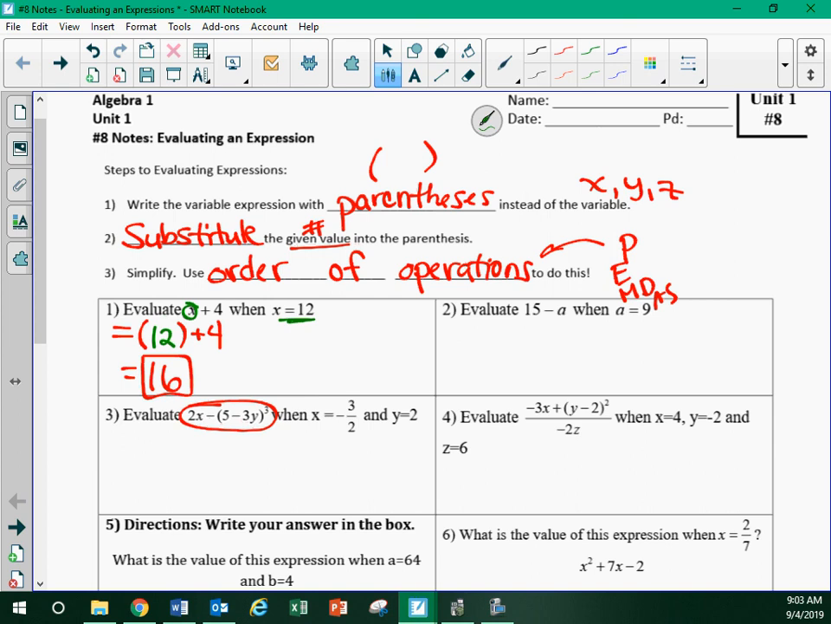Now, let's suppose they told us x was 2. Would that give us an answer 16? No, so it's going to change depending upon that. Good. All right, let's take a look at number 2.